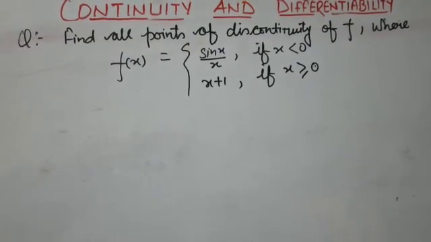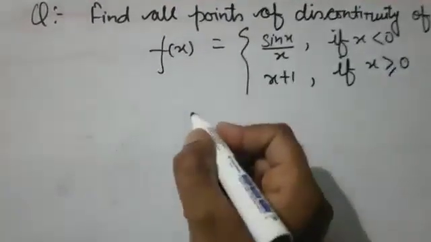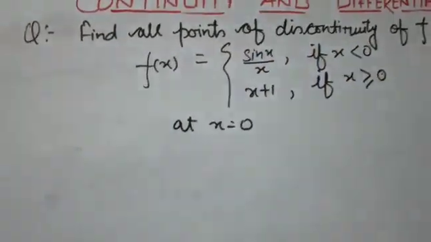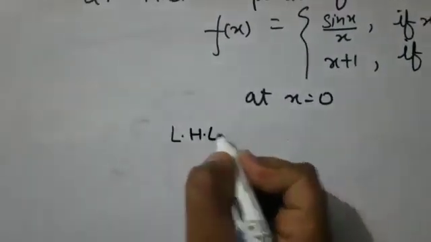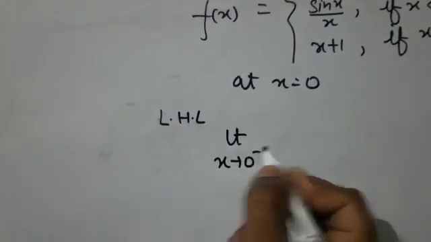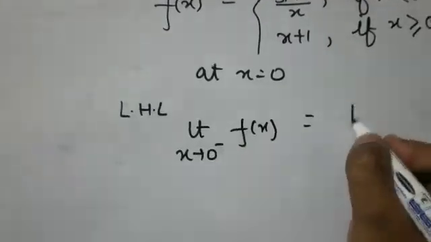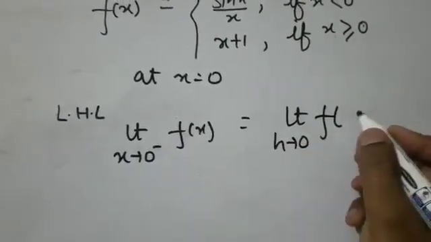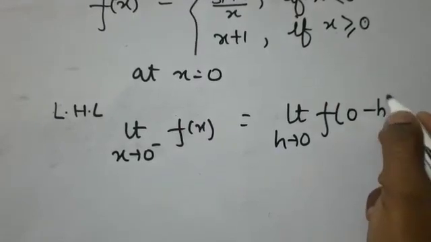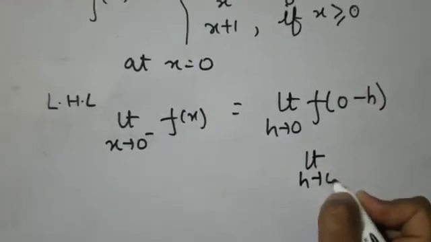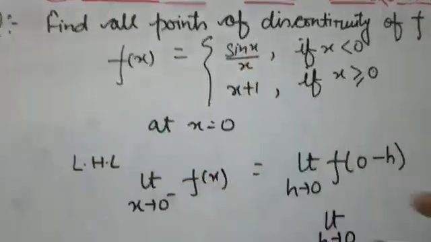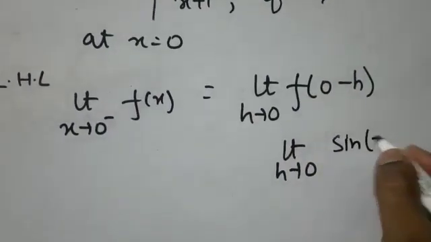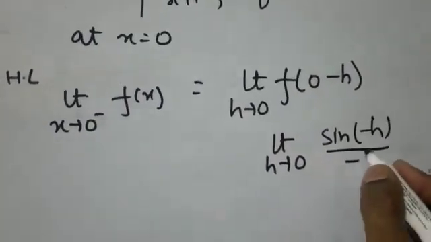x plus 1 if x is greater than or equal to 0. Okay, so at x is equal to 0, we have to find all points of discontinuity. So for the left hand limit, limit x tends to 0 minus f(x) is equal to limit h tends to 0. For the left hand limit we have 0 minus h. Now at this point we have the function sin x upon x. So in place of x we have sin(minus h) upon minus h.